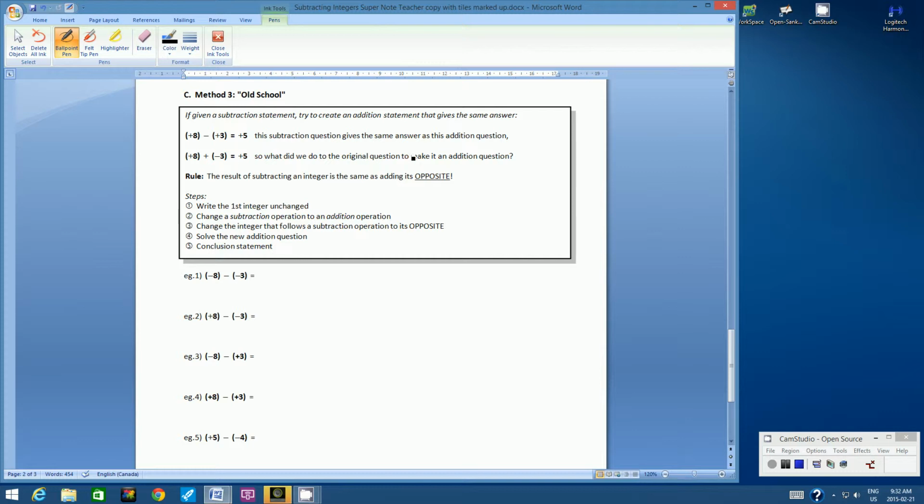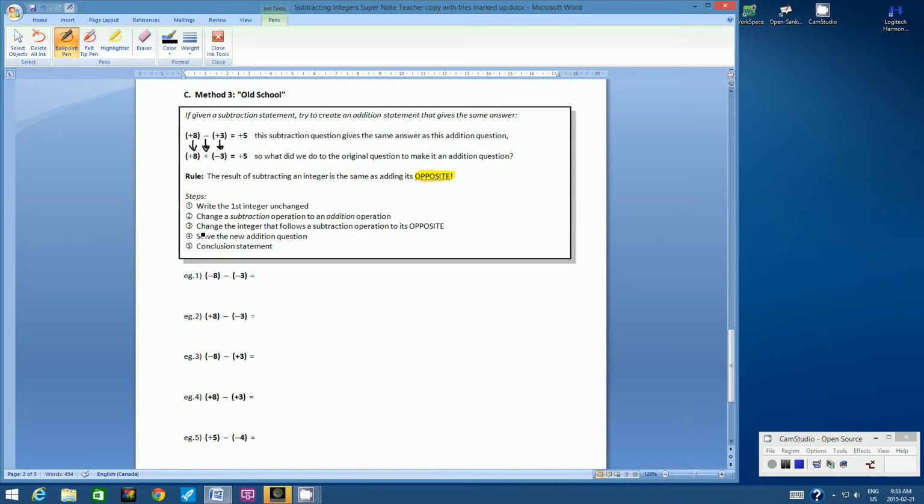So what did we do to the original question to make it an addition question? Well, let's have a look at the first integer. Did we do anything to the first integer? No. The subtraction, we changed to addition. And then what did we do with the second integer? Notice what we did? So this leads to the secret of method 3. Rule: the result of subtracting an integer is the same as adding its opposite. Opposite integer is a very important concept in method 3.